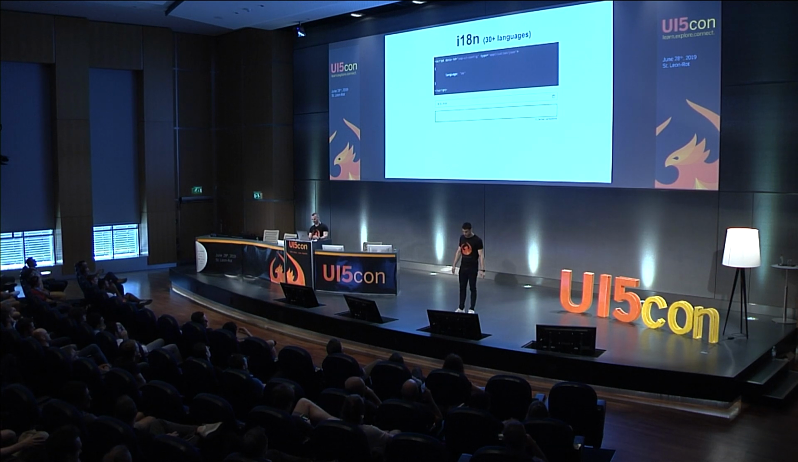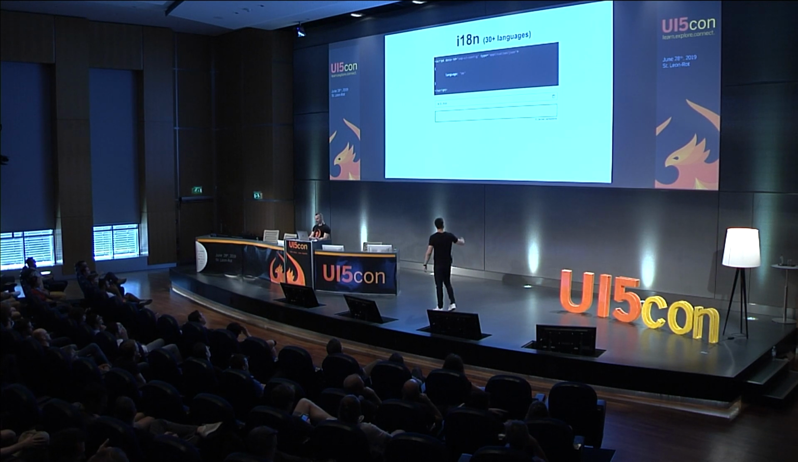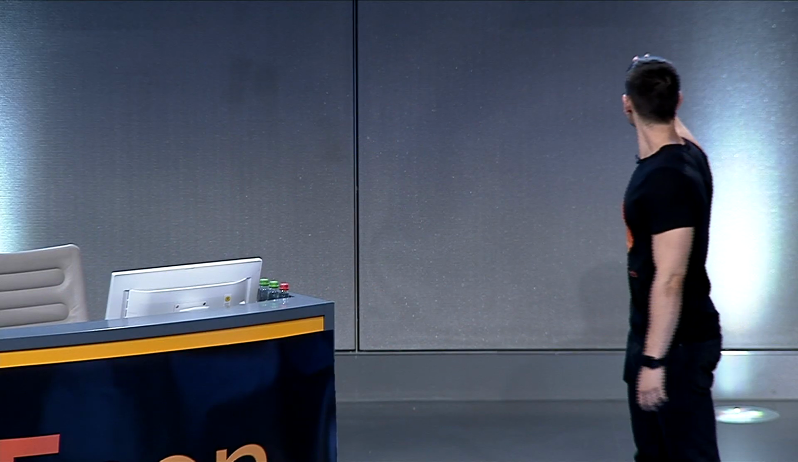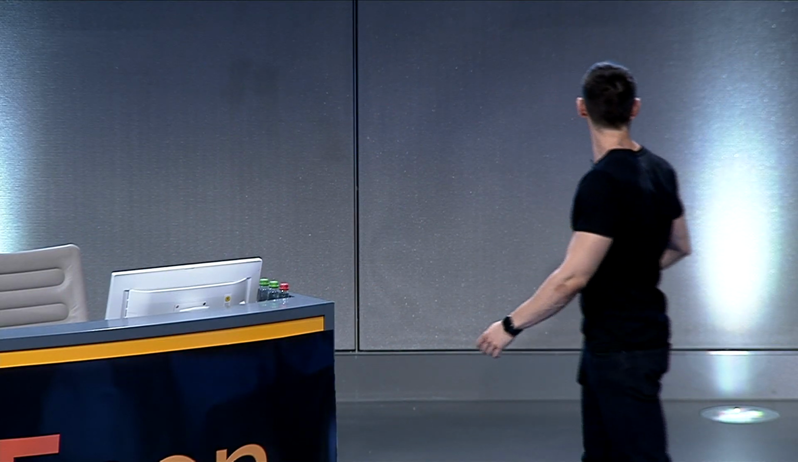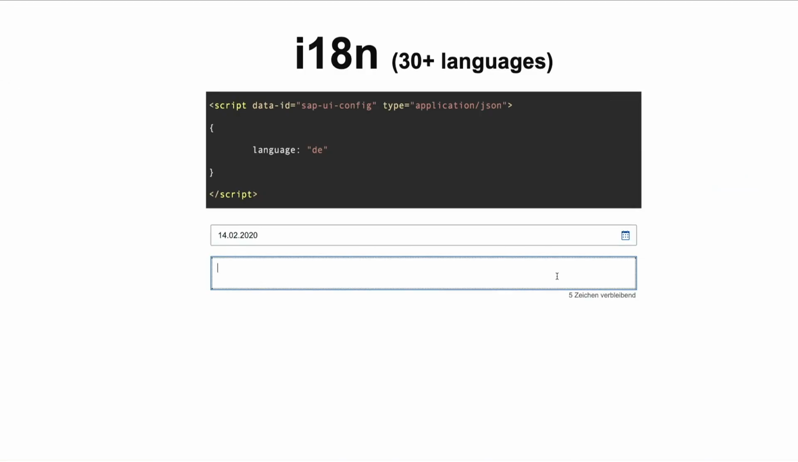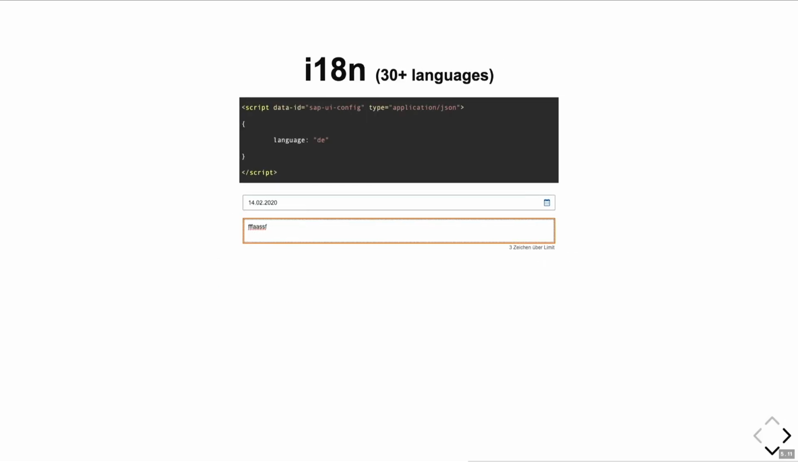Now let's go to the text area. And the text area has a character counter at the right. It's already translated. It's 5 Zeichen verbleibend, which should mean 5 letters remaining. So if Martin starts typing and exceeds that, the text changes to 3 Zeichen über Limit. Yeah, we are over the limit. Okay, it's pretty cool stuff.